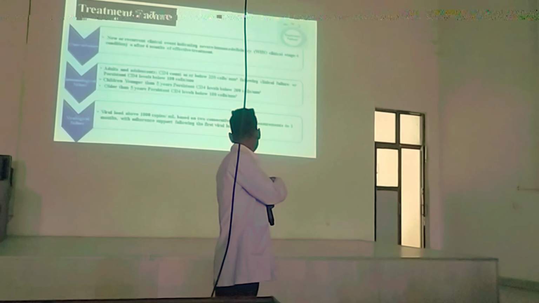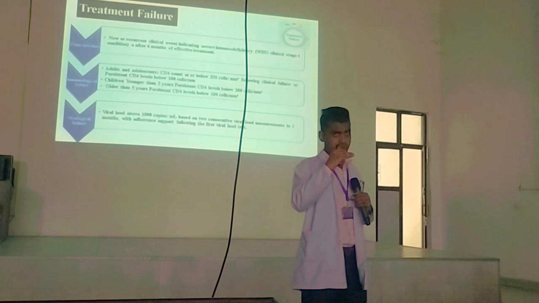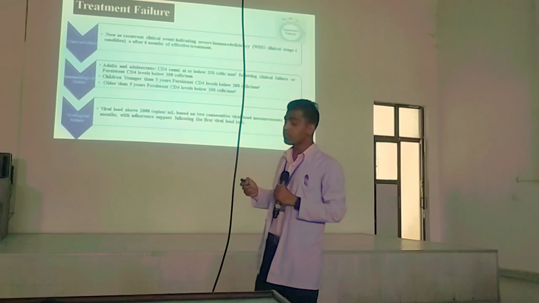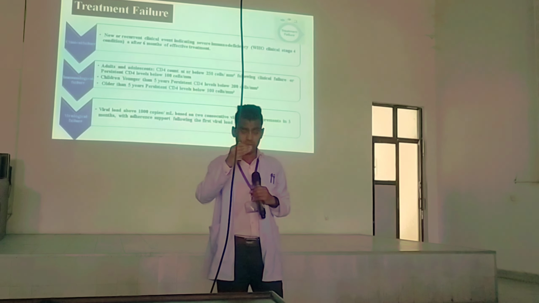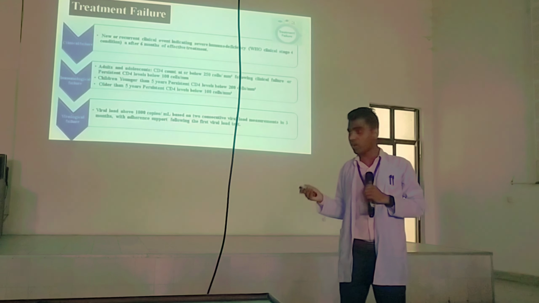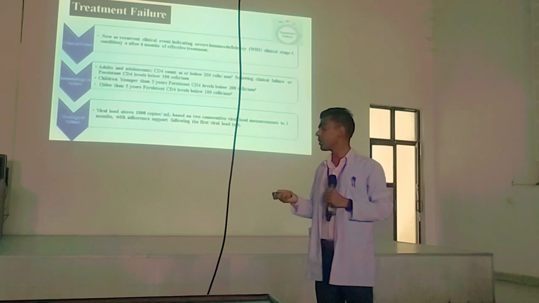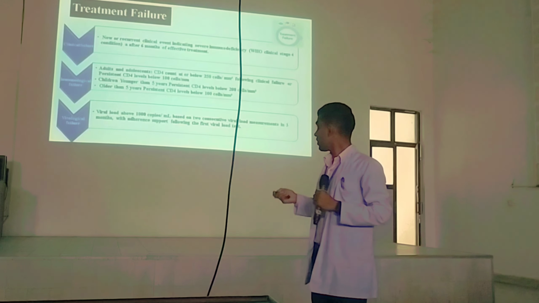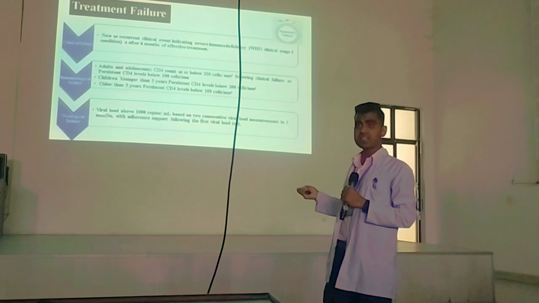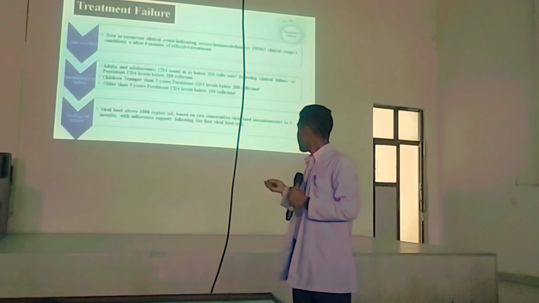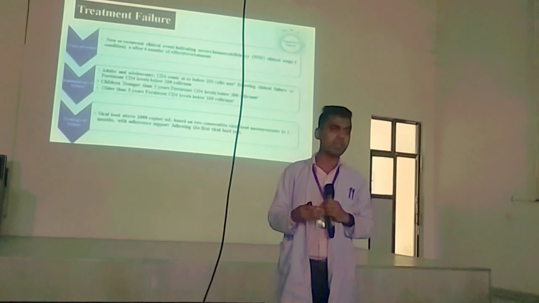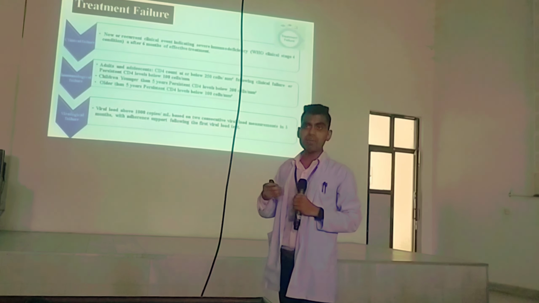There can also be immunological failure, for which criteria are given separately for adults and children. For adults, if the CD4 cell count is below 250 cells per cubic millimeter following clinical failure, or if the persistent CD4 cell count is less than 100 cells per cubic millimeter, then we call the case a failure in the adult. In children, it is given according to age group: if younger than 5 years, the CD4 count is less than 200, and if older than 5 years, the CD4 cell count is less than 100 cells per cubic millimeter, then we label the case an immunological failure in children. For virological failure, it is the same as the earlier definition.